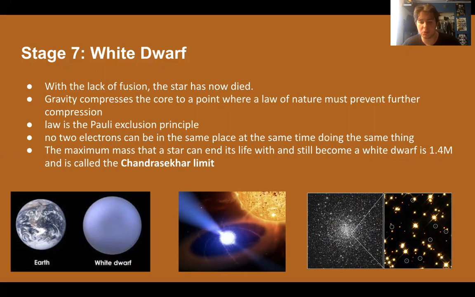Gravity compresses the core to a point where a law of nature must prevent further compression. This law is the Pauli exclusion principle. It entails that 2 electrons cannot be in the same place at the same time doing the same thing. The place of an electron is its position in space. What it is doing is its motion and the way it's spinning. In order for a white dwarf to be compressed anymore, an electron must violate this law of nature. Hence, the white dwarf is as dense as physically possible.